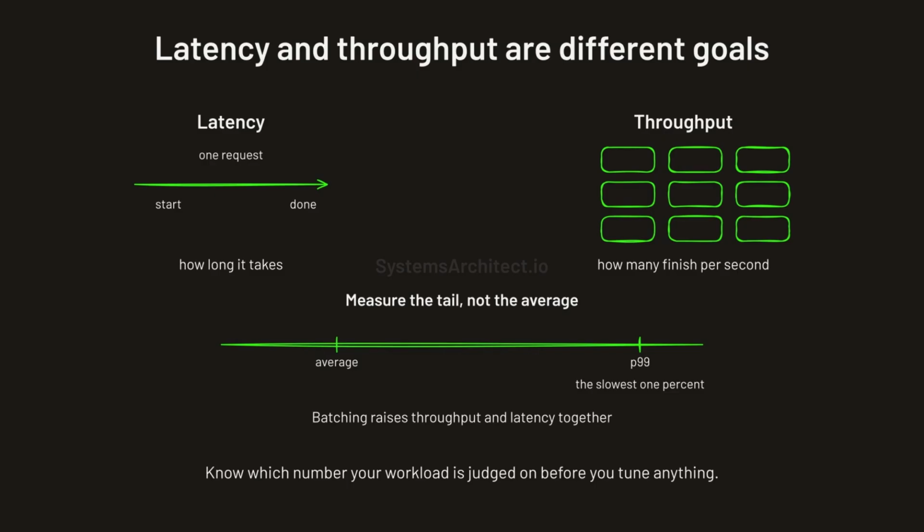Measure latency at percentiles rather than averages. An average hides the slow tail users actually notice. The P99 figure means the slowest 1% of requests. That 1% includes your most active customers. Decide which number your workload is judged on before you tune anything. An interactive API is a latency system. A nightly analytics pipeline is a throughput system.